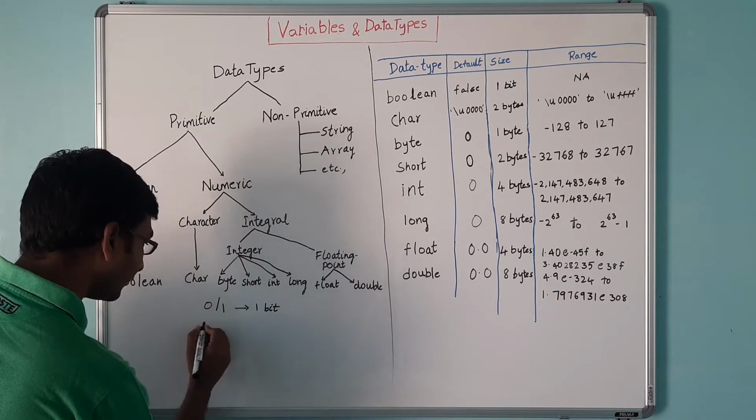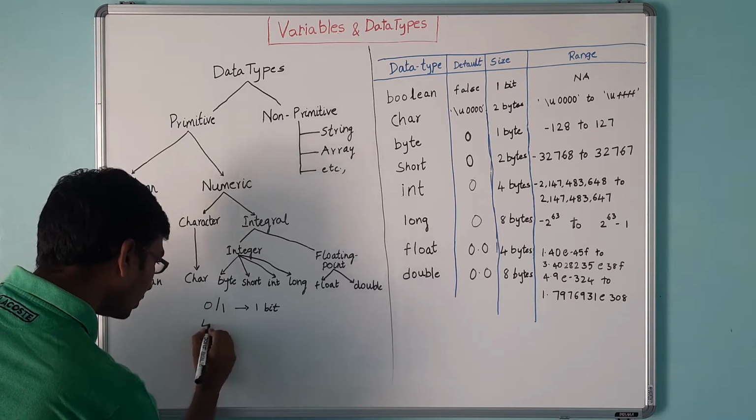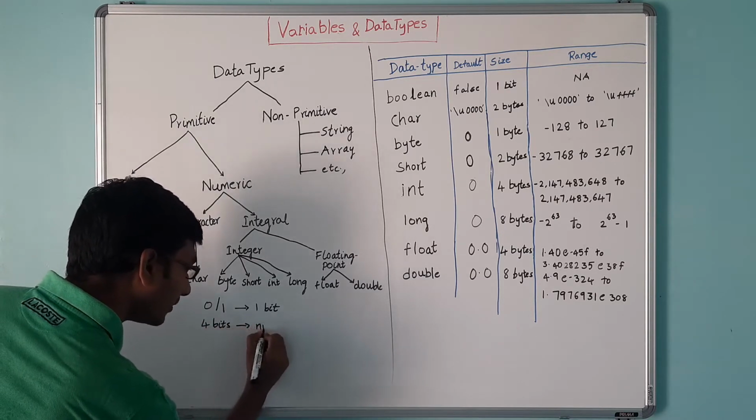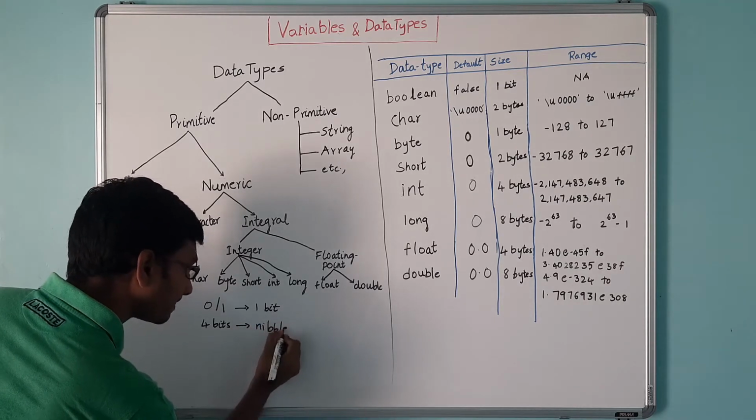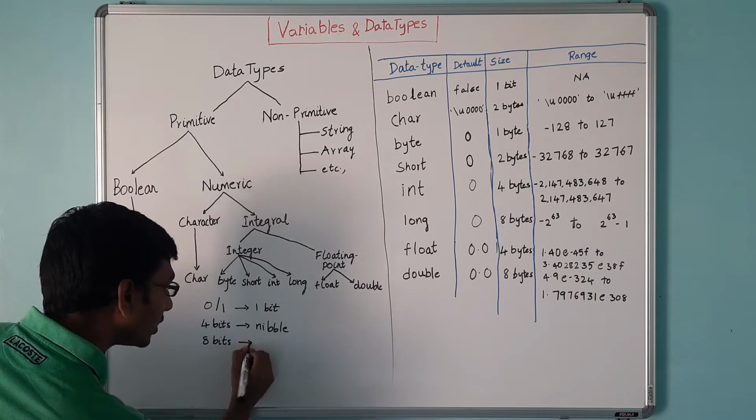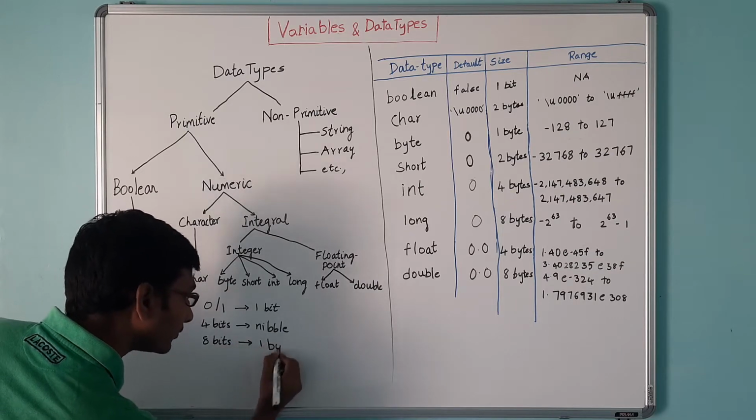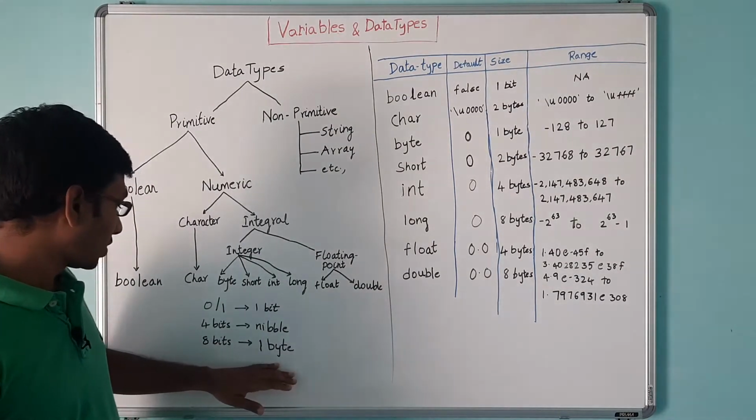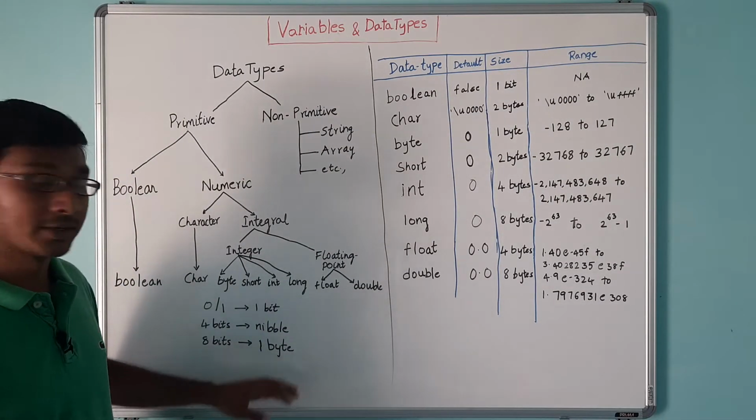And if we have 4 bits, say for example I have 4 bits, it's called one nibble. And 8 bits is called one byte. This is the terminology of memory. So you can see 8 bits is 1 byte.